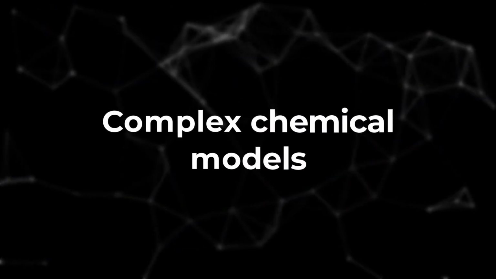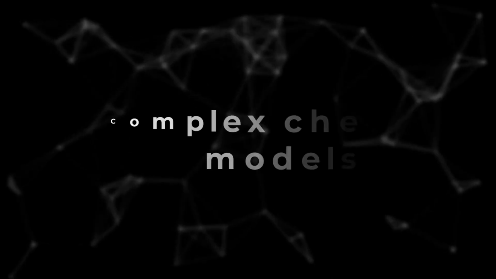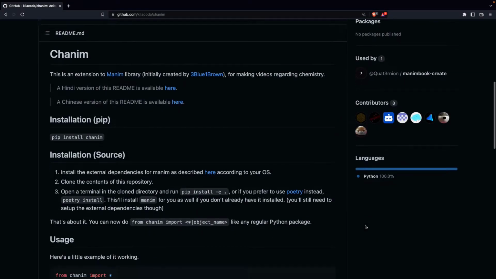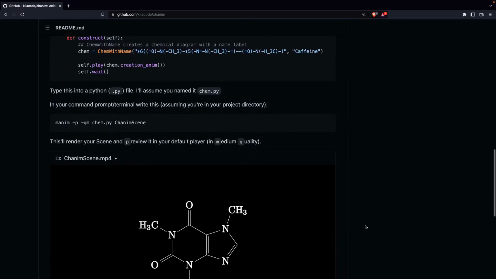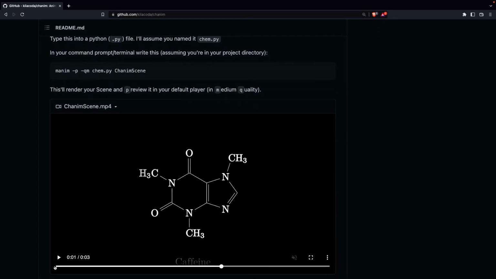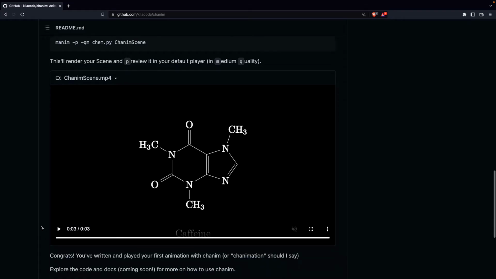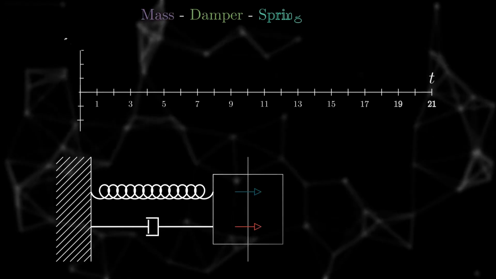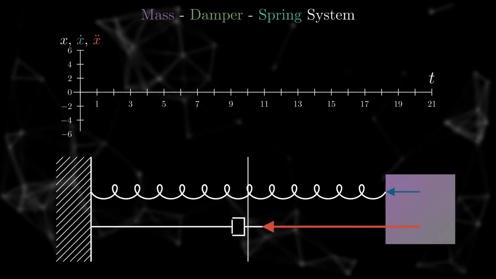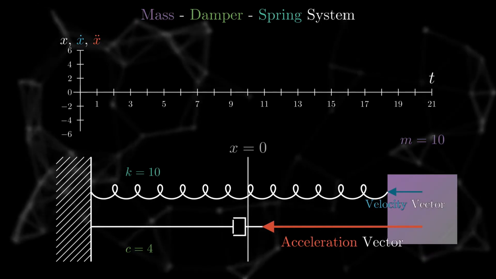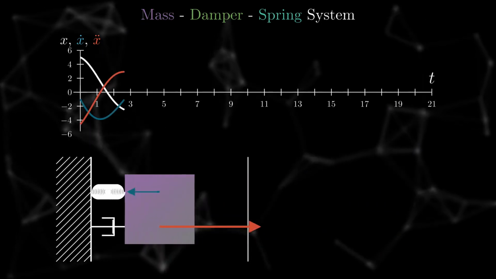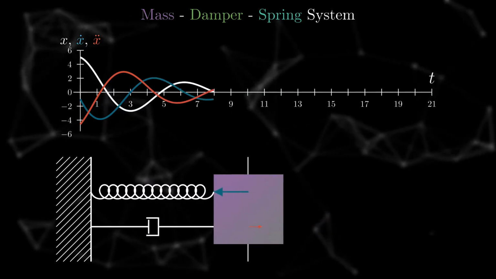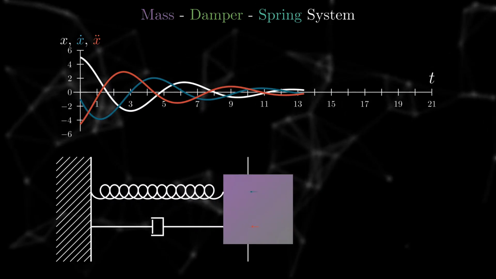3. Complex chemical models. There is a fork of Manim called Chanim, which allows you to show chemical formulas in a simpler way. However, to show molecular or atomic models, it is not a good idea to use Manim, especially if they are three-dimensional models. 4. Complex physical simulations. In Manim, you can do relatively simple physical simulations, such as pendulums, some dynamic systems, and there is even a plugin called Manim Physics that allows you to add collisions, but for more complex things you will have to use more sophisticated software.